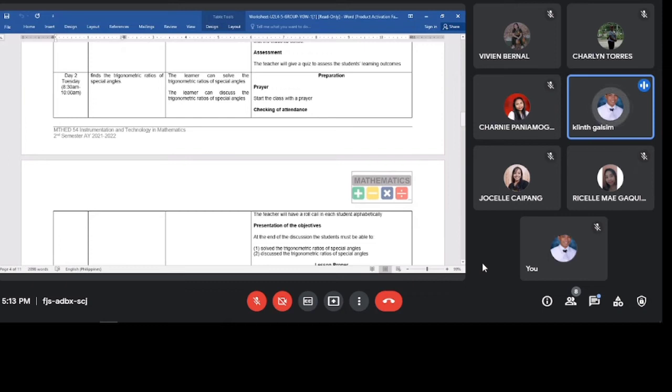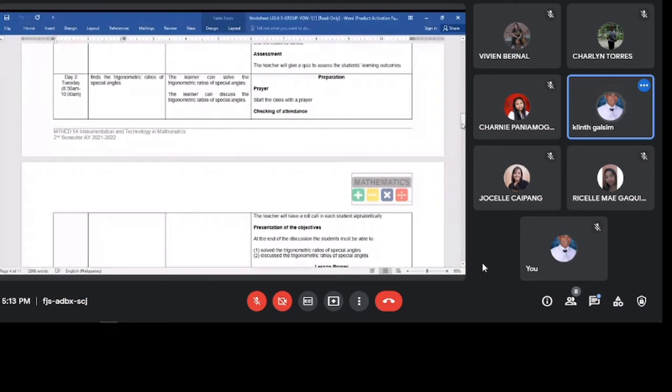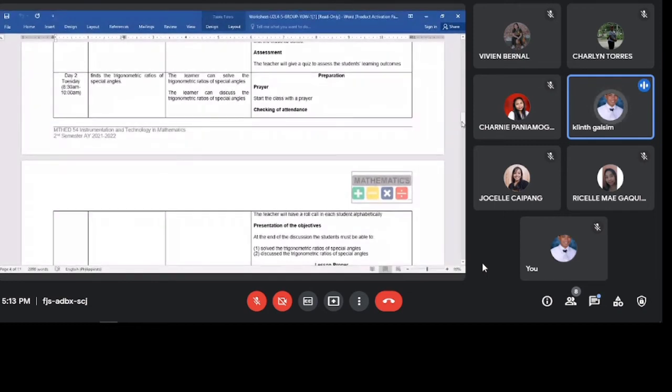For our preparation, we start with a prayer. Just as before, we will check the students' attendance, and then we will present the objectives of day two. For day two's objectives, first, the students must be able to solve the trigonometric ratios of special angles. Second is to discuss the trigonometric ratios of special angles.